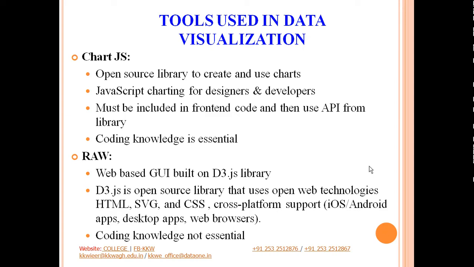Then next you have Raw. It is a web-based GUI built on top of the D3.js library. Now what is this D3? D3 stands for data driven documents. It is again a small free JavaScript library. It is used to operate HTML documents, and if you want to use some open web standards, you can make use of D3, because it creates web-based visualization in the format that you want, like HTML, SVG, CSS and so forth. So that is what D3.js is all about.